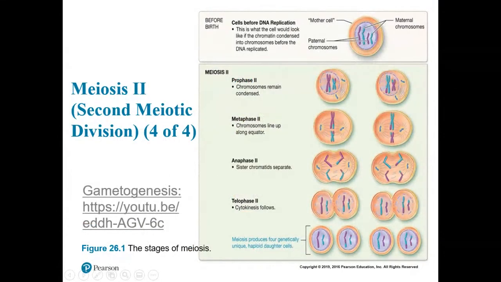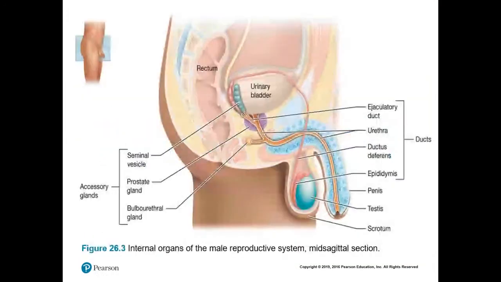So again, gametogenesis, gameto means gametes, which is in essence sex cells. Now, during the physiology day, which is going to be next time we meet, we'll go over all those processes, all those details. For now, I want to focus on the anatomy. So starting off with the internal organs of the male.